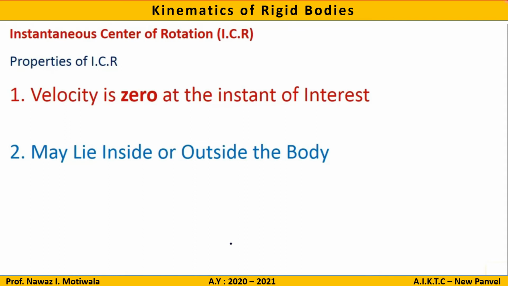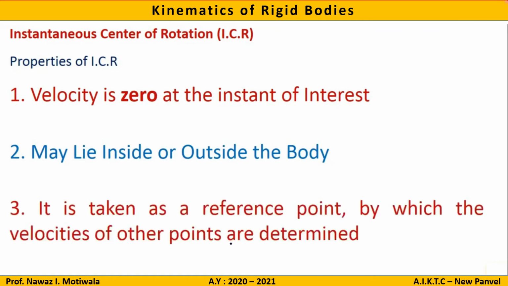When we draw the perpendiculars to the velocity, they can meet outside the body, inside the body, or lie on the body itself. So basically ICR is an imaginary point about which the body is assumed to be performing purely rotational motion. Third point, ICR is taken as a reference point by which the velocities of other points are determined.